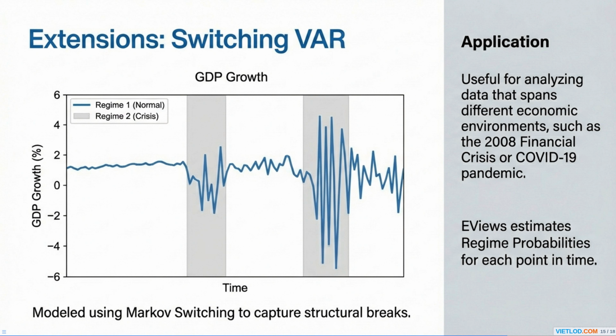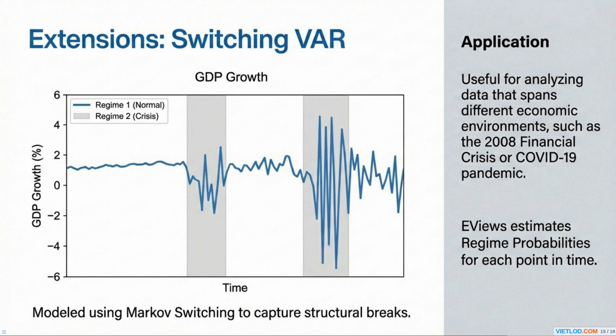For example, as shown in the EViews dialog, one can impose restrictions like A12 equals 0 and A21 equals 0. The restriction A12 equals 0 imposes that variable 2 has no contemporaneous effect on variable 1.